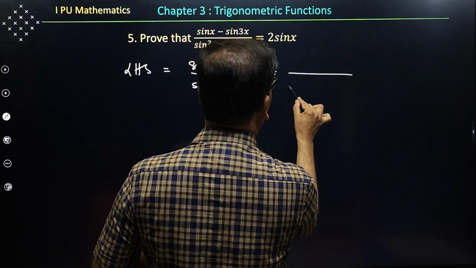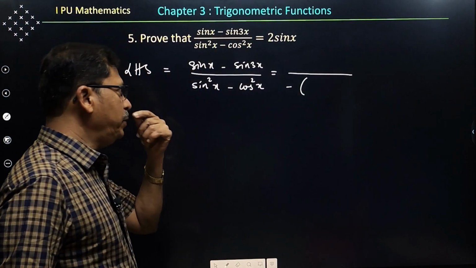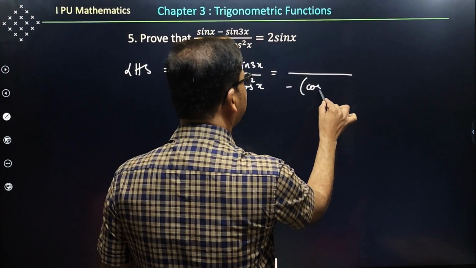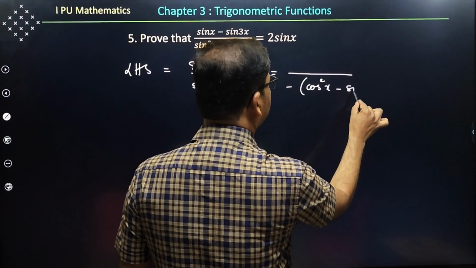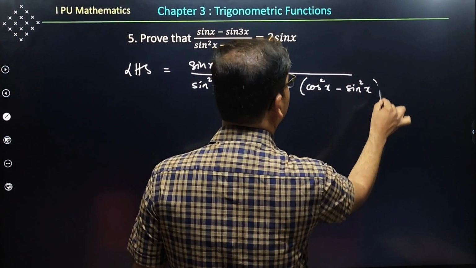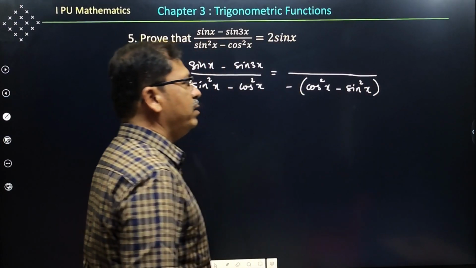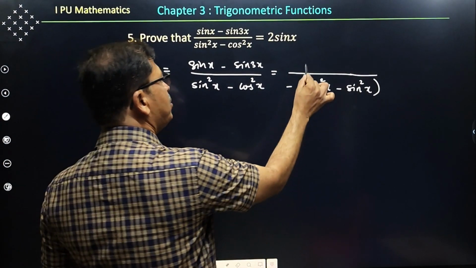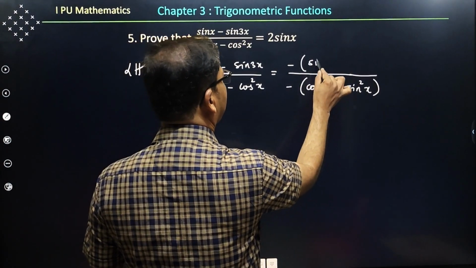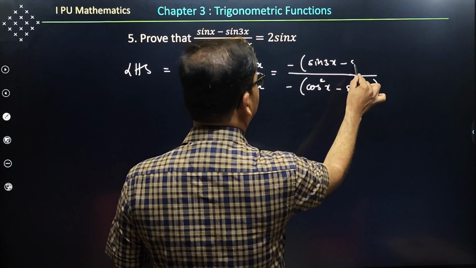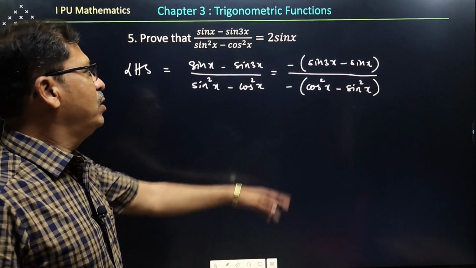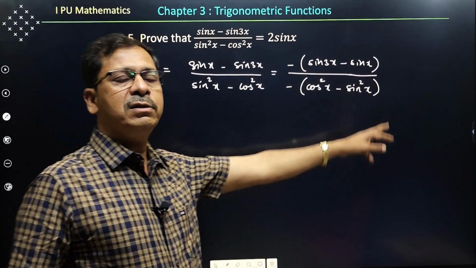I would like to take the minus sign outside. By doing so, it becomes minus of cos square x minus sin square x. Here also we take the minus sign outside, it is helpful here. So this becomes sin 3x minus sin x. So the minus sign cancels. For the numerator you apply the formula sin c minus sin d.